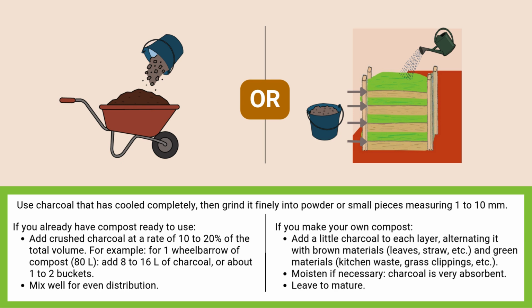If you make your own compost, add a little charcoal to each layer, alternating it with brown materials, leaves, straw, etc., and green materials, kitchen waste, grass clippings, etc. Moisten if necessary. Charcoal is very absorbent. Leave to mature.